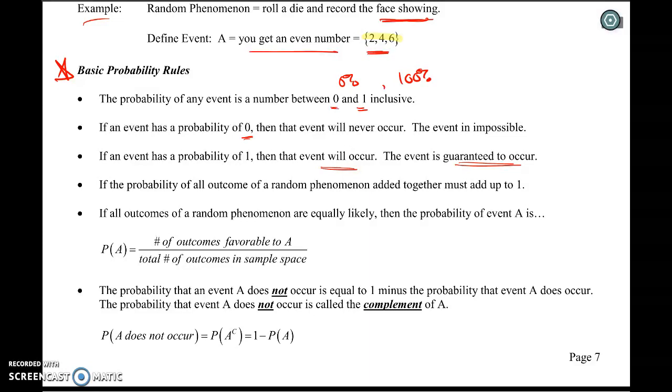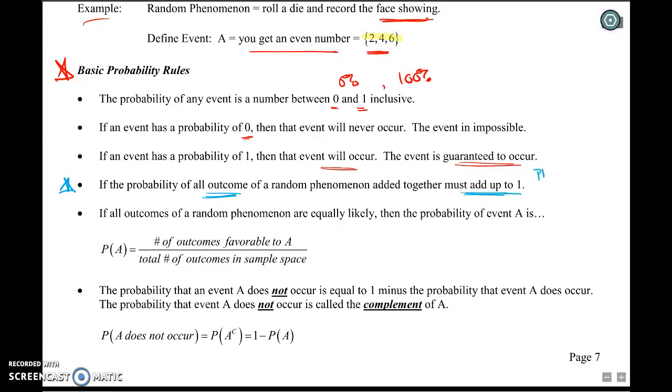If you look at the probability of all outcomes of a random phenomenon, added together, they must add up to 1. I apologize, it's not that I can't read it, it's that I can't write it. Basically, those outcomes must add up to 1.